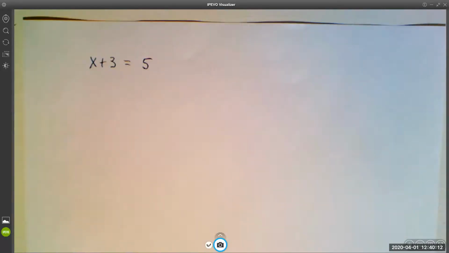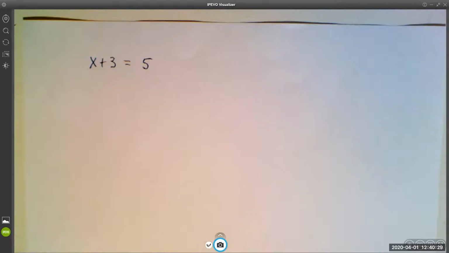Okay, so let's talk about using algebra tiles to solve some equations. We'll start off with a pretty easy one, x plus 3 equals 5. There are a couple different ways that people show this.